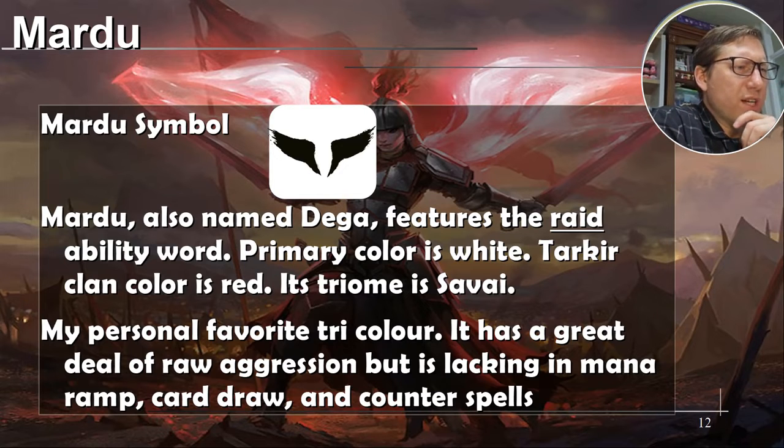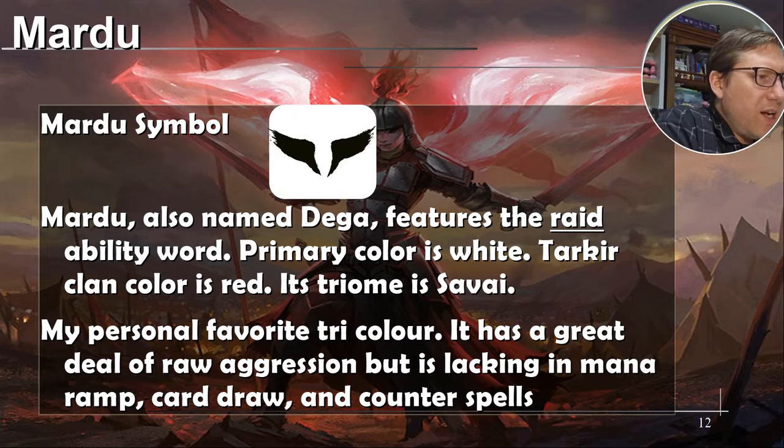Its symbol is those kind of like wings. I think it's wings, but anyway. Mardu, also named Dega, features the Raid ability keyword. Primary color is white, Tarkir color is red, its triome is Savai.